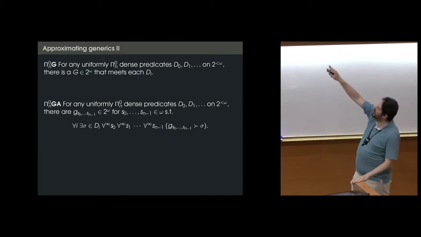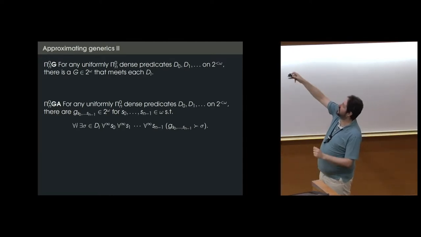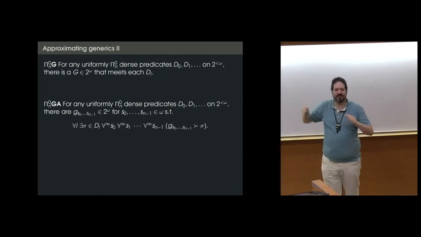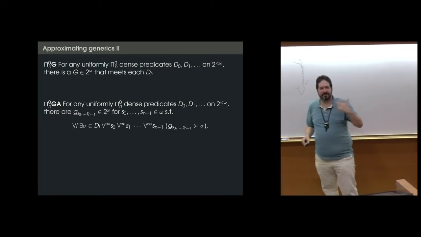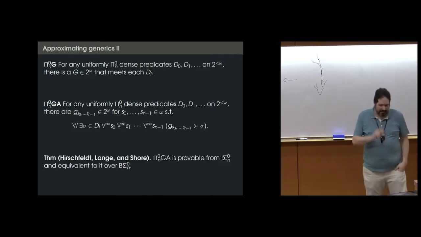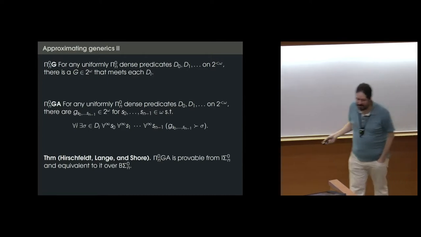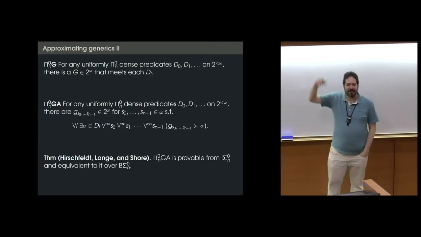So you're saying that you have this approximation with, you know, however many indices, where for almost every S0, for almost every S1, and so on, you actually have this extension, the sigma. So this is exactly what you'd get if you look at approximation in the sense of the generalized Schoenfield limit lemma. And then you get exactly the same situation. Pi 0 n GA is provable from I sigma n, and it's equivalent to I sigma n over B sigma n. So that actually extends all the way up.